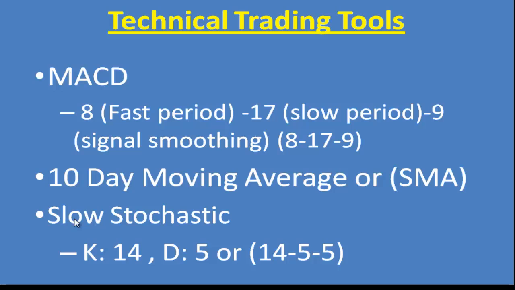And then the third technical trading tool is the slow stochastic. With that, there are some numbers you need to set as well: the K needs to be 14 and the D needs to be 5. Or sometimes they'll have what's called a full stochastic, with 3 numbers to fill in: 14 for the K, 5 for the D, and then 5 for the other number. Sometimes you'll see a fast stochastic and there'll be a slow stochastic. You always want to select the slow if you have the option. So with that, let's go into the next slide.